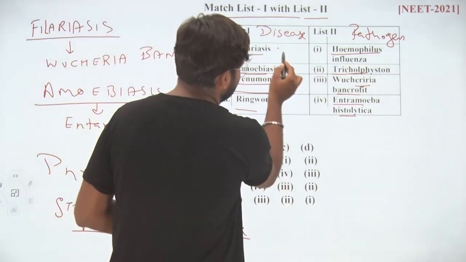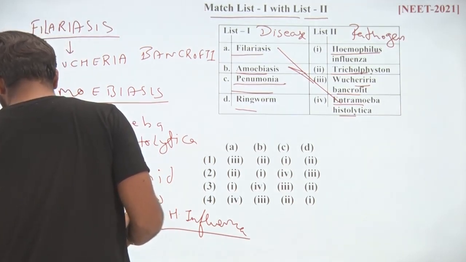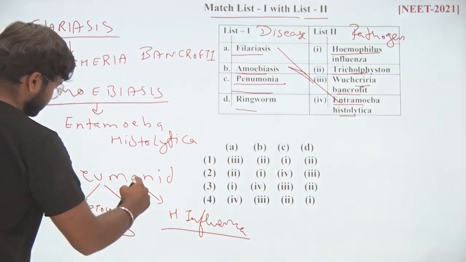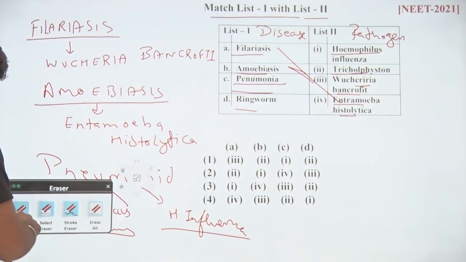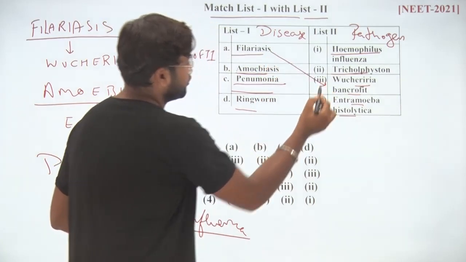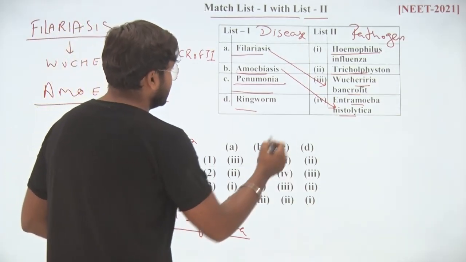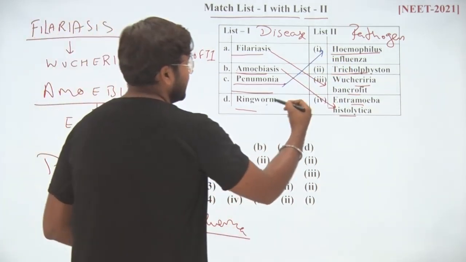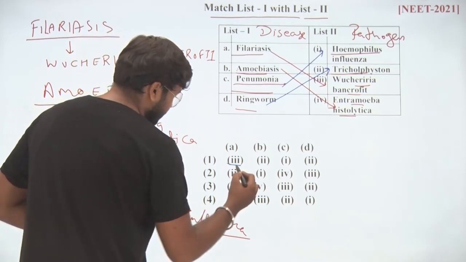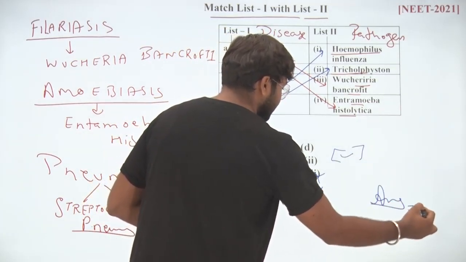So let's have a match. Amoebiasis is what? Wait a second, there is a small mistake. Hold a second. Okay, so filariasis is caused by Wuchereria bancrofti, amoebiasis is caused by Entamoeba histolytica, and the next one is from a different part. The pneumonia is from Haemophilus influenzae, and ringworm is from Trichophyton. So the correct answer is what? Only the first option has the third matching in the single one, so the rest all are incorrect. The correct statement is the first, and the answer goes to the first.